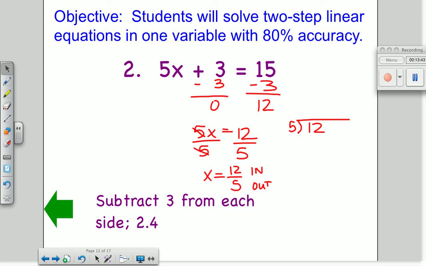5 goes into 12 2 times, that's 10. Subtract. Now we're going to have to add a decimal and a 0, so you have to add a decimal to your quotient. Bring down the 0. 5 goes into 24 times. 5 times 4 is 20. Now our answer is 2 4/10. Almost 2 1/2. Okay?